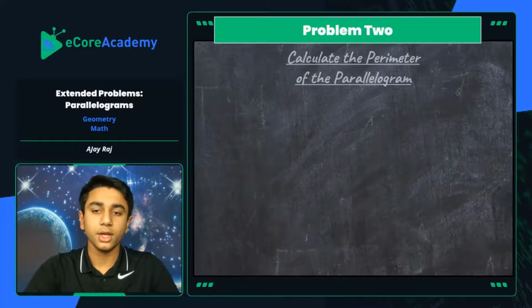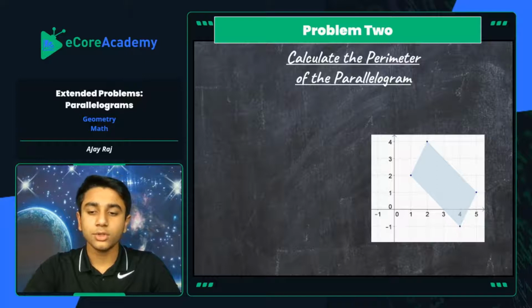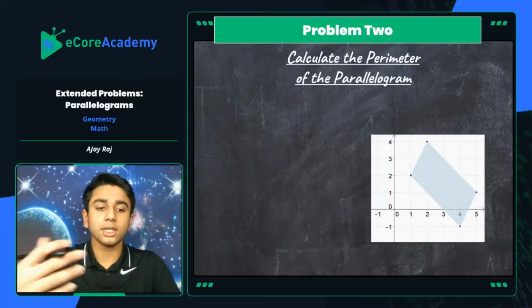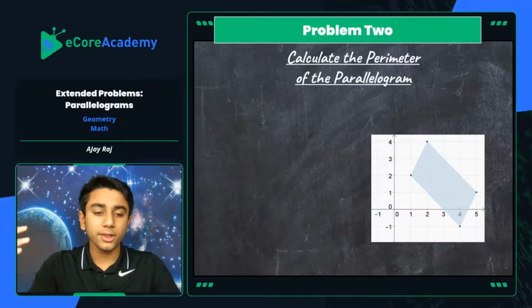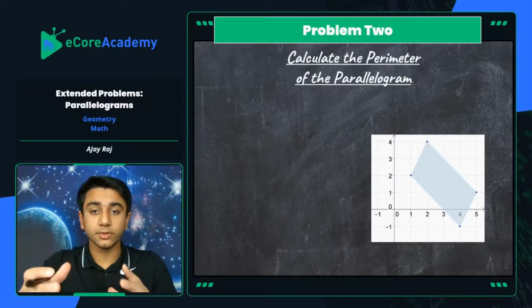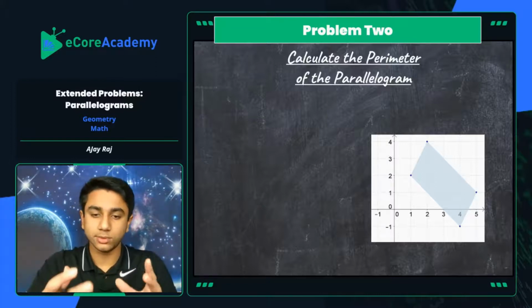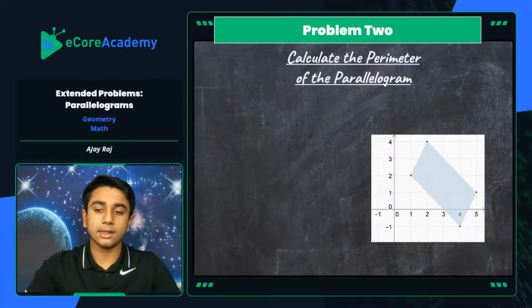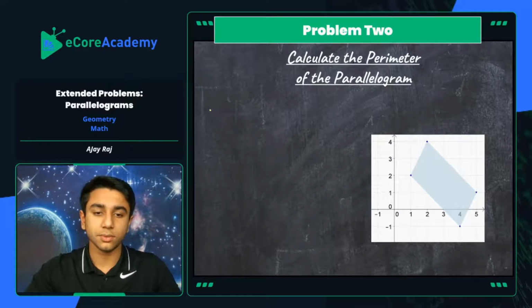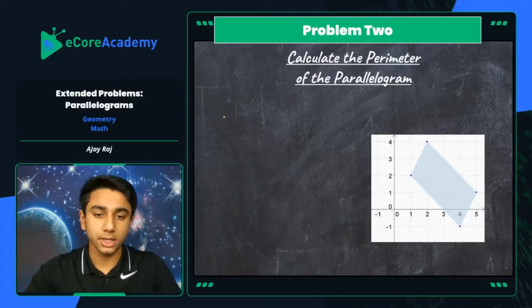Problem number 2. We're going to calculate the perimeter of the parallelogram when it's given on a graph. So let's take a look at this graph. What are some things that come to mind immediately? If we think back to one of my very first videos, it was on the distance formula. We were calculating items on a graph with rotations, all that sweet stuff, and we also looked at the distance formula. So what is the distance formula? We're going to need that, but I'll explain what it is after I show you what the formula is.